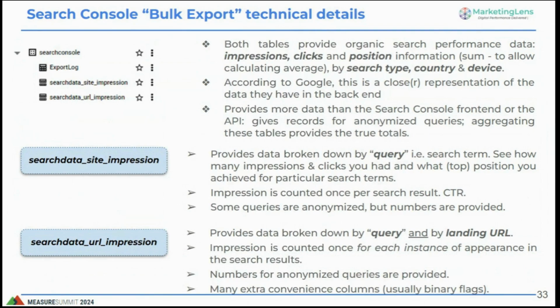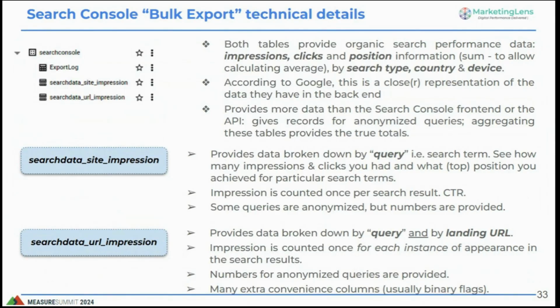It creates 2 tables plus a third one, which monitors the exports and tells you if a load wasn't successful and things like that. But the 2 main tables, they both provide organic search performance data, impressions, clicks, and position information. It's the sum of positions, and you can use that to calculate the average position. And it breaks these down by search type, country, and device. I mean, both of these tables break this down by those dimensions.